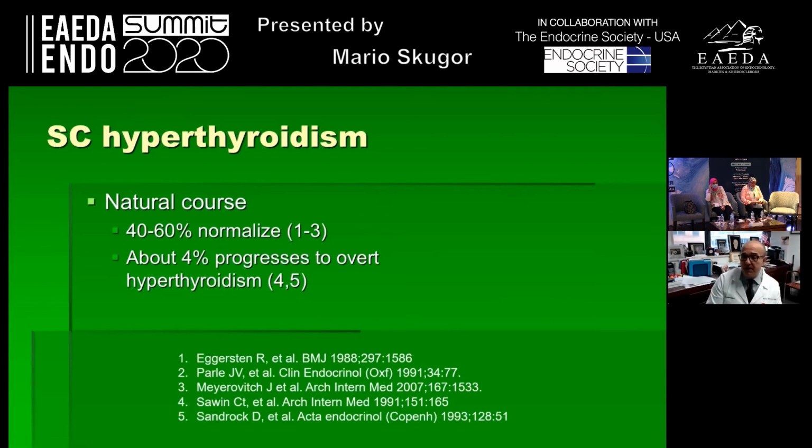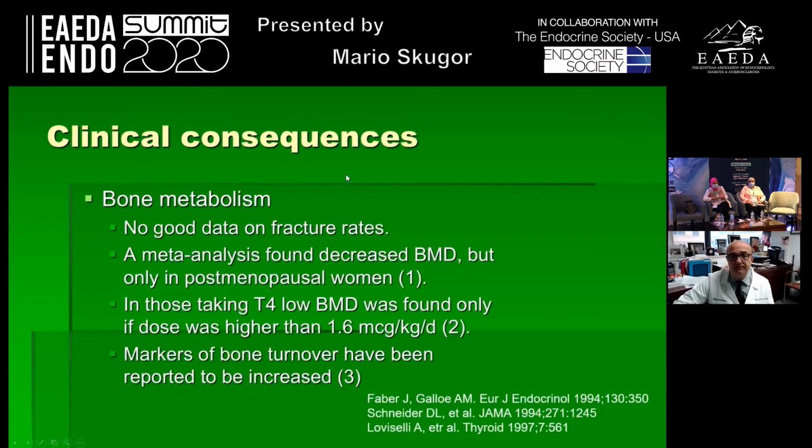Remember, subclinical hypothyroidism normalizes in about 10% of cases, but this subclinical hyperthyroidism actually eventually normalizes in 40 to 60% of the cases, and only about 4% progresses to overt hyperthyroidism. So being patient with this might not be a bad idea. What are the clinical consequences?